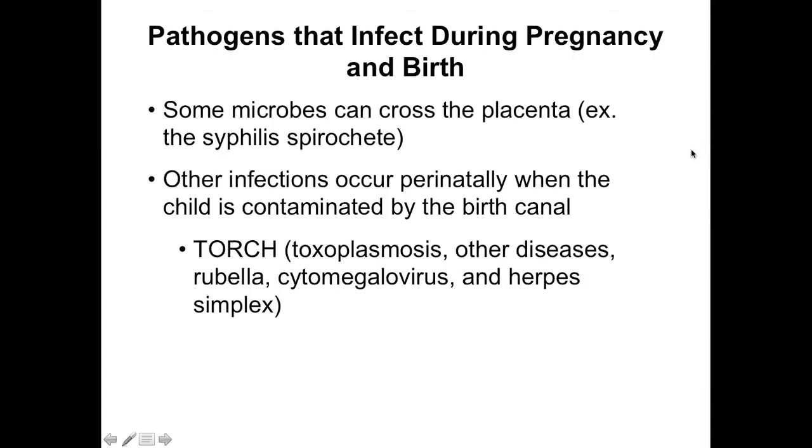Pathogens that infect during pregnancy can be somewhat problematic. A lot of these pathogens aren't that serious in a healthy individual who's not pregnant, but as soon as you become pregnant, your child becomes a target. A good acronym to remember these is TORCH: toxoplasmosis, other diseases, rubella, cytomegalovirus, and herpes simplex virus. Toxoplasmosis, rubella, cytomegalovirus, and herpes simplex virus are all very mild, especially in healthy adults, but as soon as you become pregnant, it becomes serious for your child.